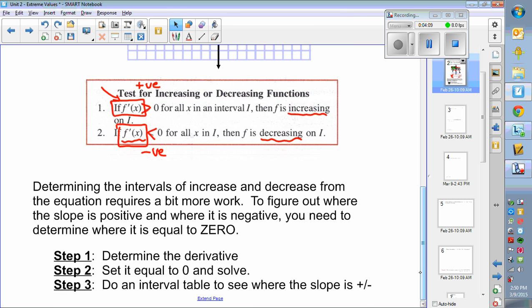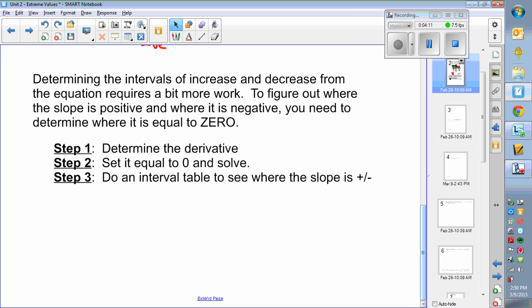Well, if you're going to figure out where it's positive and negative, you better figure out where it's equal to 0, and then you can test. So to determine an interval of increase and decrease from an equation, we've got to do a bit of work. What you're trying to do is figure out where the slope is positive and where it is negative. So you need to know where it is equal to 0.